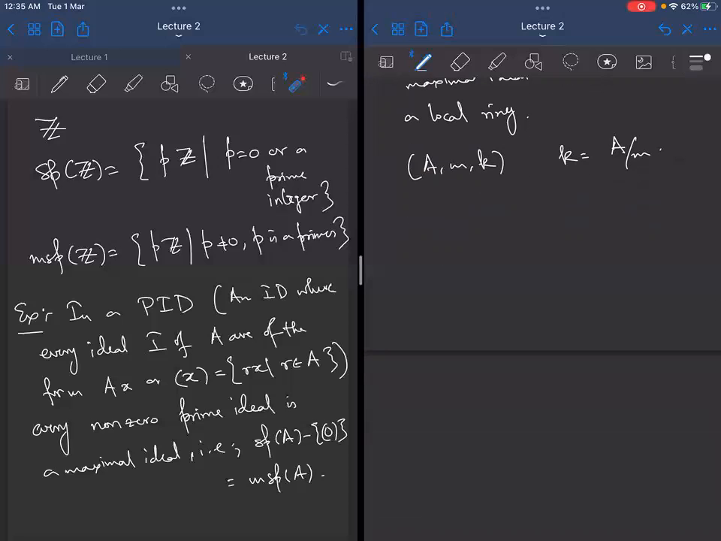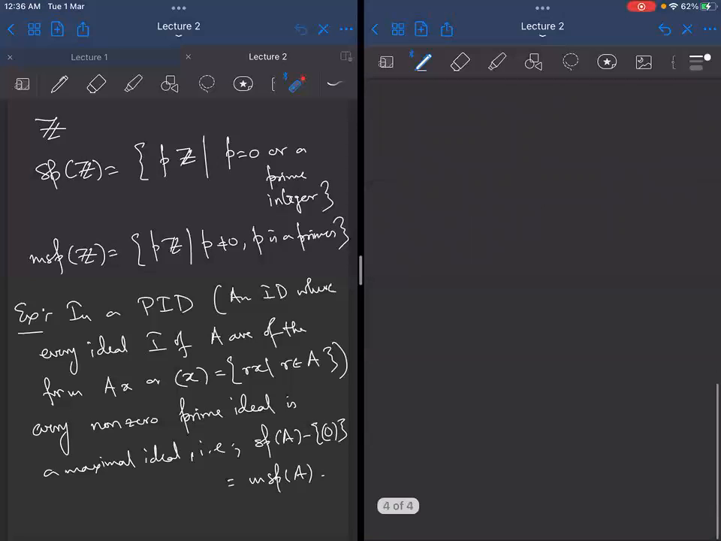First of all, observe that if (A, M) is a local ring, then A minus M is essentially A star. And this observation will lead us to some characterization of local rings, I mean, how to determine whether some ring is local or not. This will be a crucial observation in that regard.